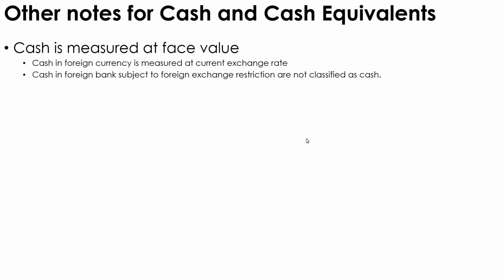And if you have cash in a foreign bank, then it is restricted. Of course, it should not be classified as cash. Right? Our definition earlier, in order for cash to be reported as cash, it should be unrestricted in use.